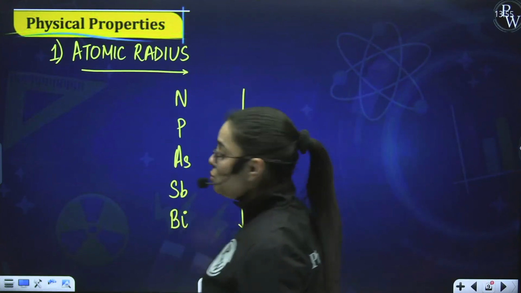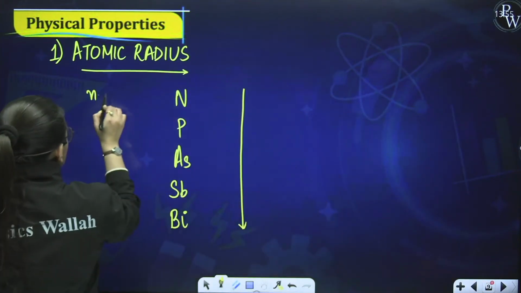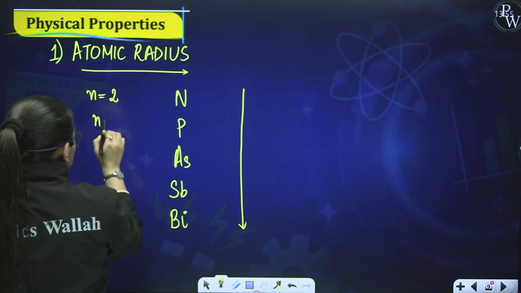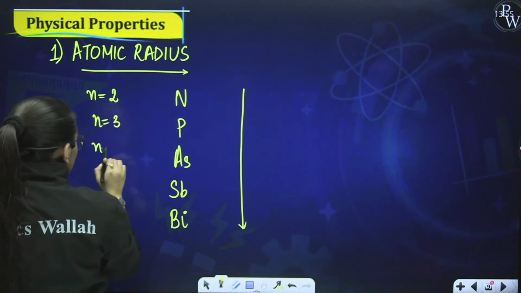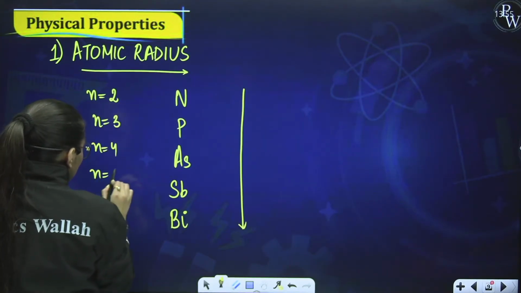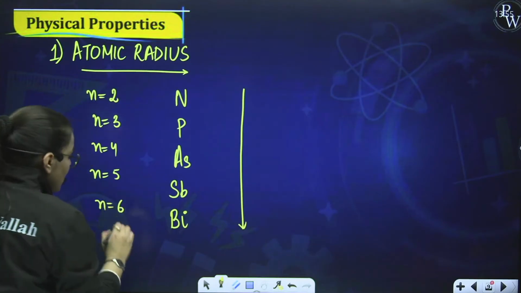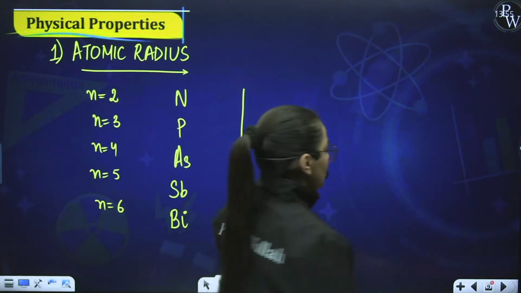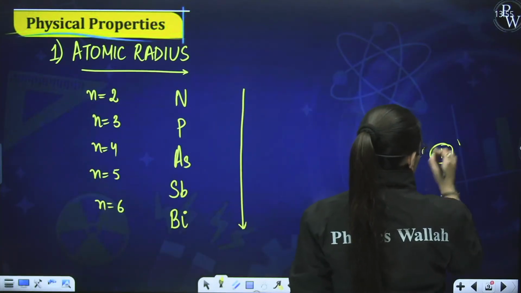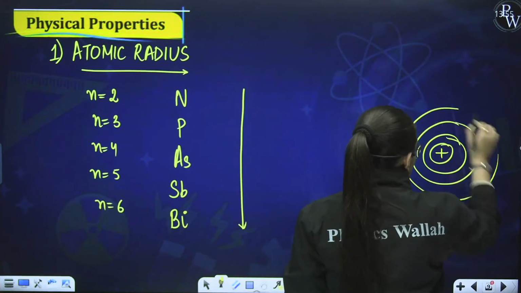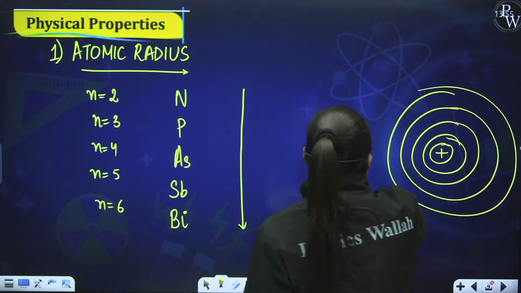What happens? You know that here the period number is 2. That means shell number is 2. Here the shell number is 3. Here the shell number is 4. Here the shell number is 5. Here the shell number is 6. What do you refer to as shell? For example, this is your nucleus. This is the first shell, the second shell, the third shell, the fourth shell. Are you getting my point?